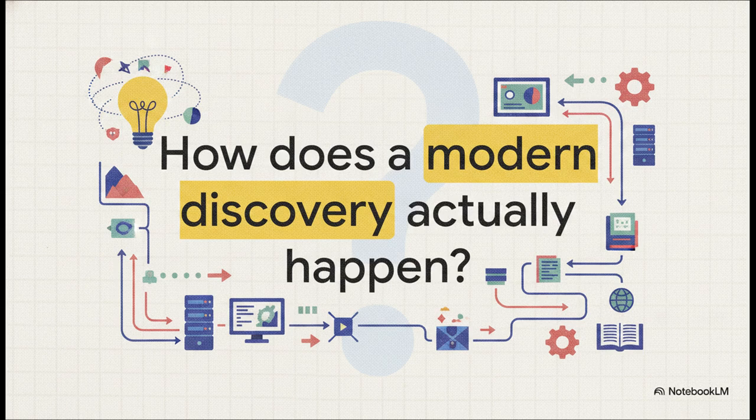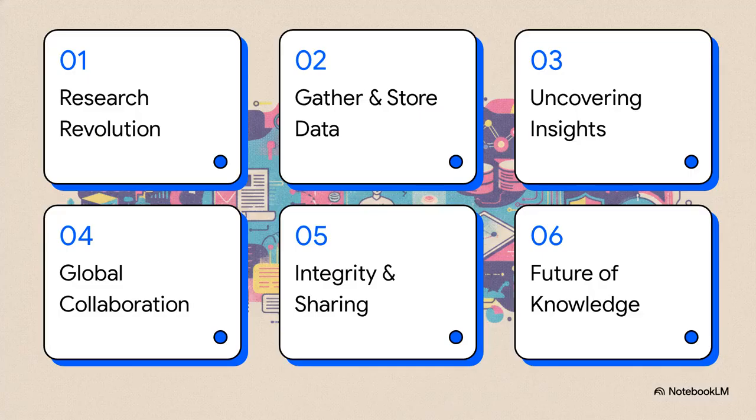Well, it doesn't just happen by magic, and it definitely doesn't happen in a vacuum. It requires a highly structured, digitally accelerated pathway. Here is our roadmap for This Explainer. We'll follow a single research project through its digital lifecycle, hitting the research revolution, gathering and storing data, uncovering insights, global collaboration, integrity and sharing findings, and finally, the future of knowledge.